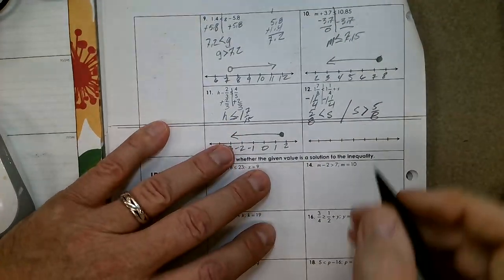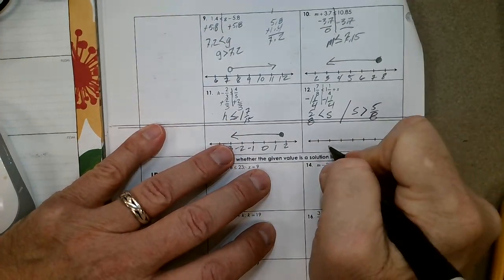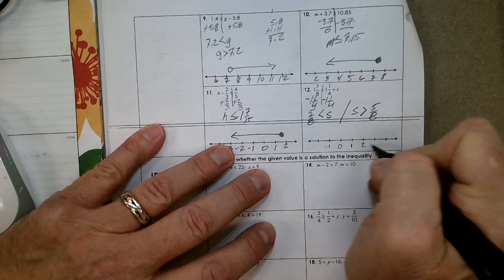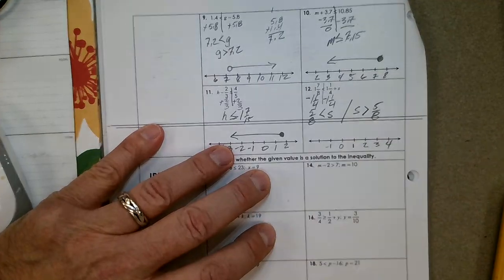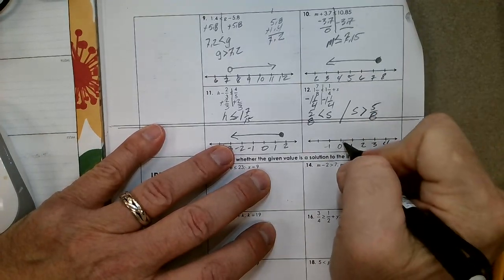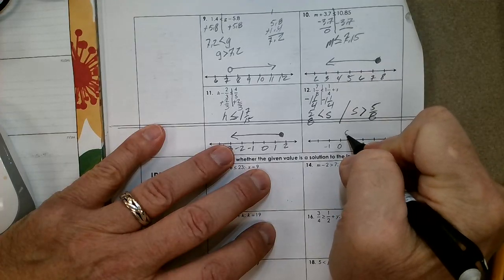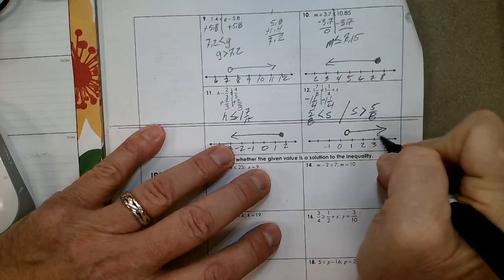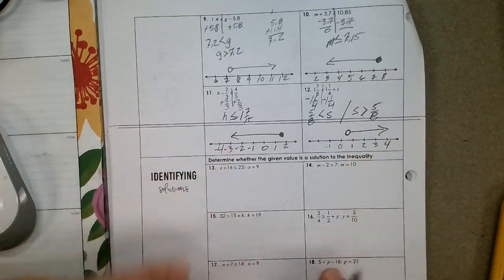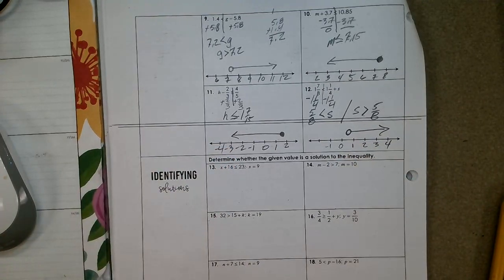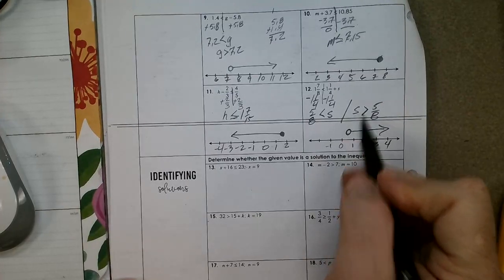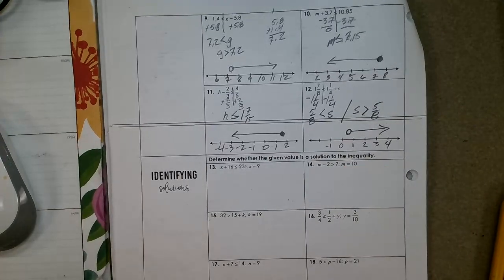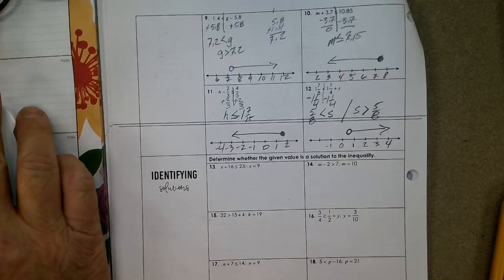Okay? And let's write it down. -1, 0, 1, 2, 3, 4. 5/8 is between 0 and 1, right here, just about. I'm going to leave it hollow because there's no equal to sign underneath and draw it that way. Again, when the variable's first, the arrow tells you which way to draw the line. Okay?